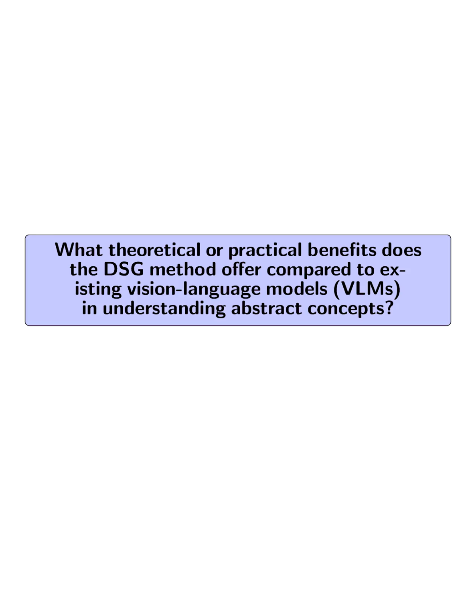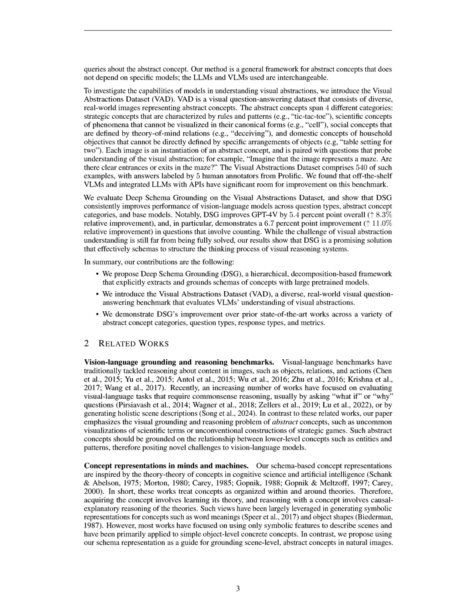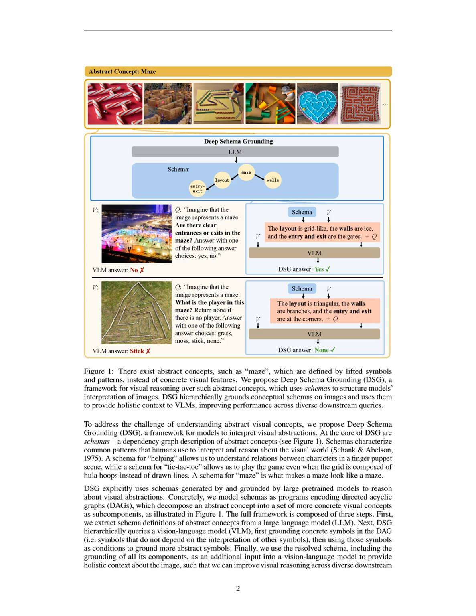What theoretical or practical benefits does the DSG method offer compared to existing vision language models, VLMs, in understanding abstract concepts? The Deep Schema Grounding (DSG) method offers significant theoretical and practical benefits over existing VLMs in understanding abstract concepts. Theoretically, DSG utilizes schemas as directed acyclic graphs, DAGs, to decompose abstract concepts into concrete visual components, allowing for a structured interpretation that aligns with human reasoning patterns.